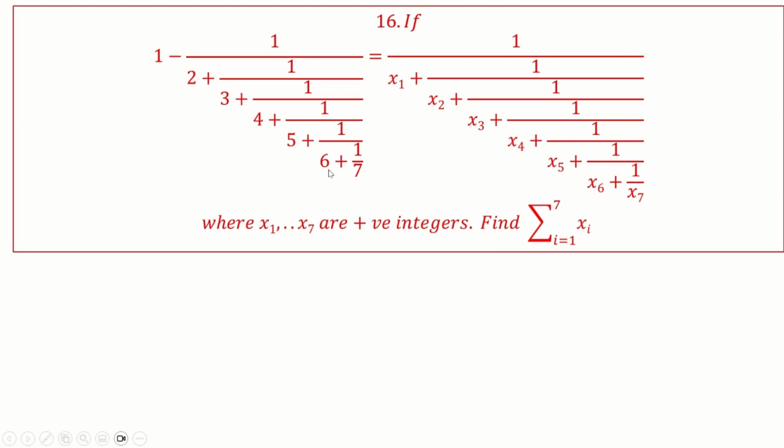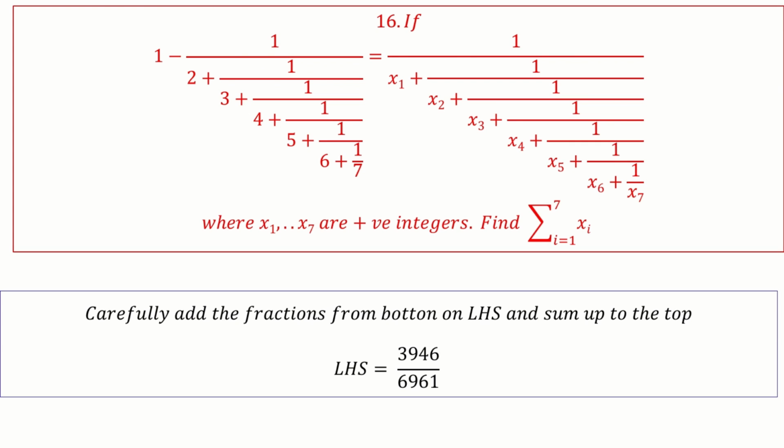Take 6 plus 1 by 7 here. This is nothing but 42 plus 1, 43 by 7. So 43 by 7 will become reverse, right? 7 by 43 it will become. Now again solve it, reverse it. Again solve it, reverse it. You get a value on the LHS side. That value on LHS side is 3946 divided by 6961. This is my value.